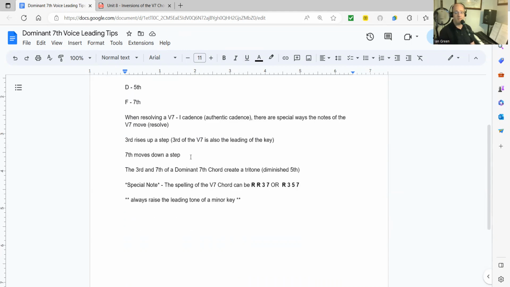Now, the seventh moves down a step, and the third and seventh of the dominant seventh chord create a tritone, which would be from B to F. But then when these notes are resolved, it creates a consonance. Dissonant, consonant.